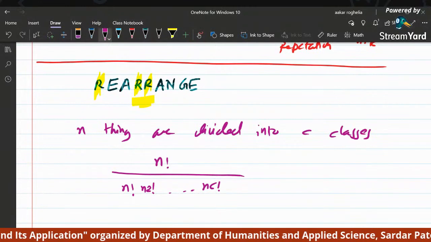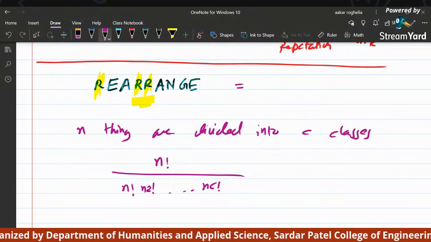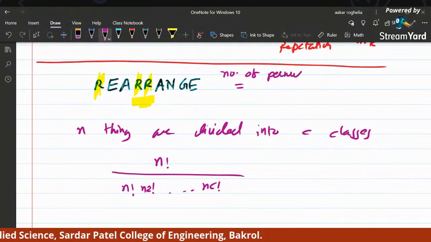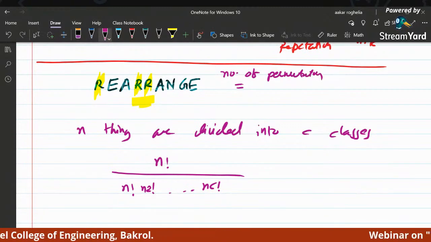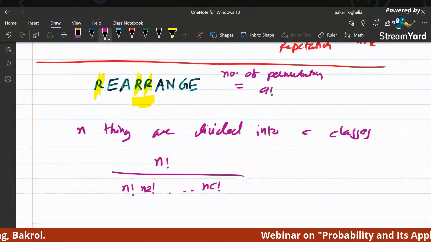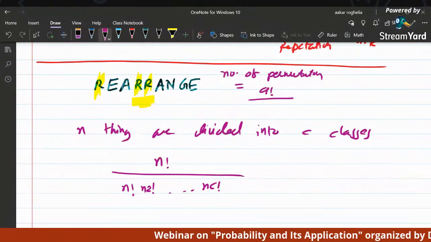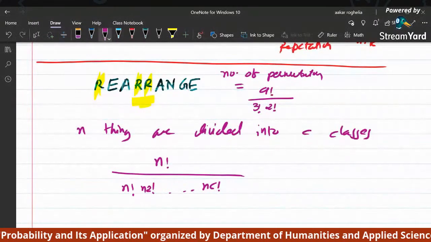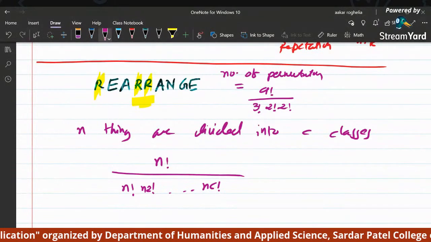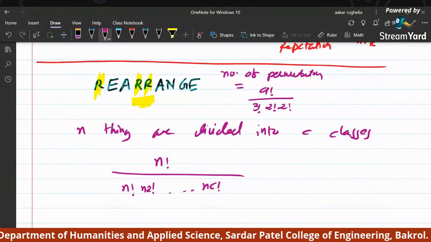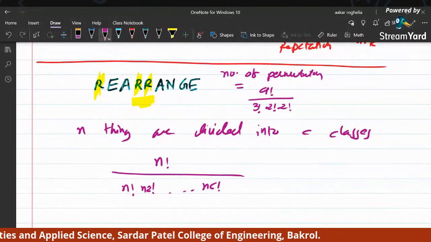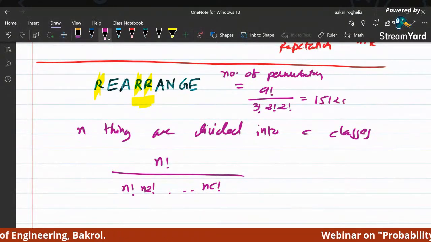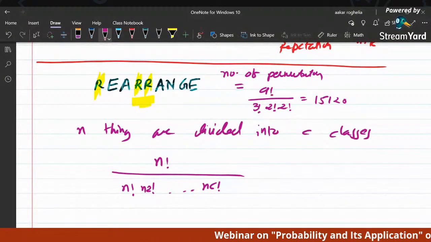How many permutations are possible? It is nothing but 9 factorial as 9 letters are there. But R is repeated 3 times, so divide by 3 factorial. A is repeated 2 times, so divide by 2 factorial. Again, E is repeated 2 times, so it is 2 factorial. The remaining are repeated only one time, so you can write 1 factorial, 1 factorial, but it doesn't make sense. So totally, if you count, it is 1,5,1,2,0. Otherwise, it is 9 factorial. How much is it? It is a large number.